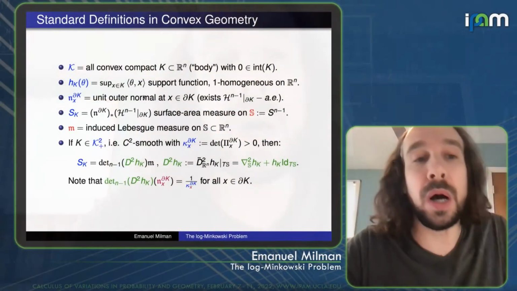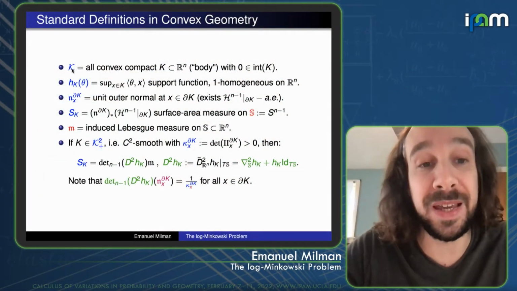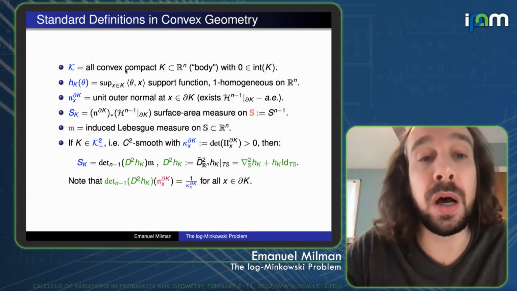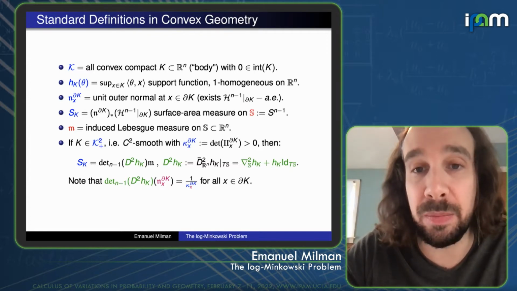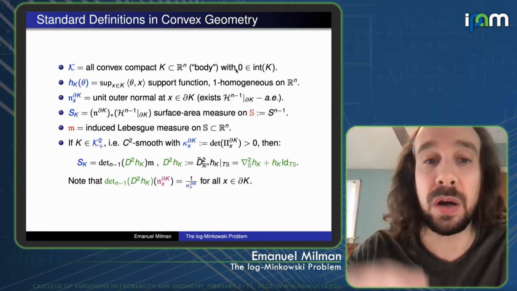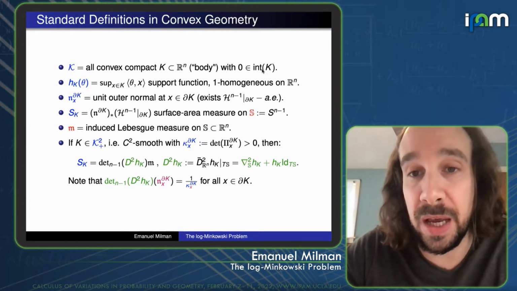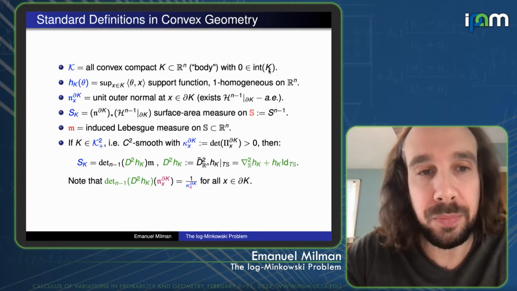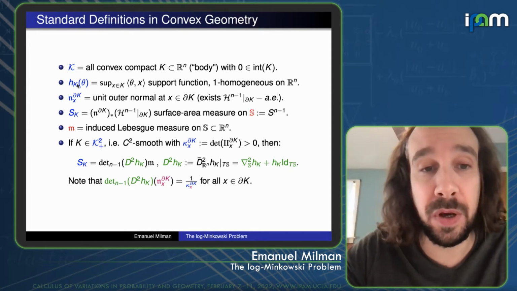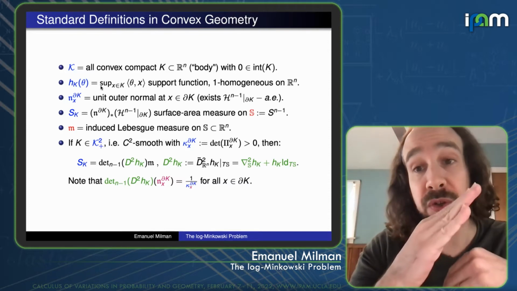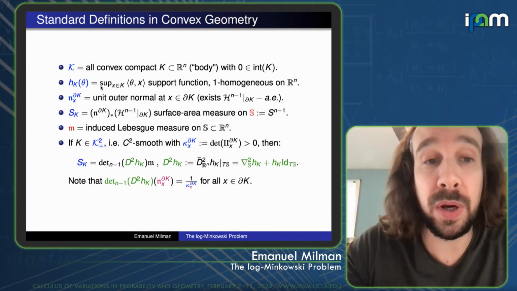Let me start with introducing some standard notation. I will denote by this calligraphic K the collection of all convex bodies in Rn, that is convex compact sets with non-empty interior. And in fact, in this talk, I will always assume that the origin lies in the interior of K. I'll denote by h of K the corresponding support function of the convex body K, that is just the width of K in a given direction theta.